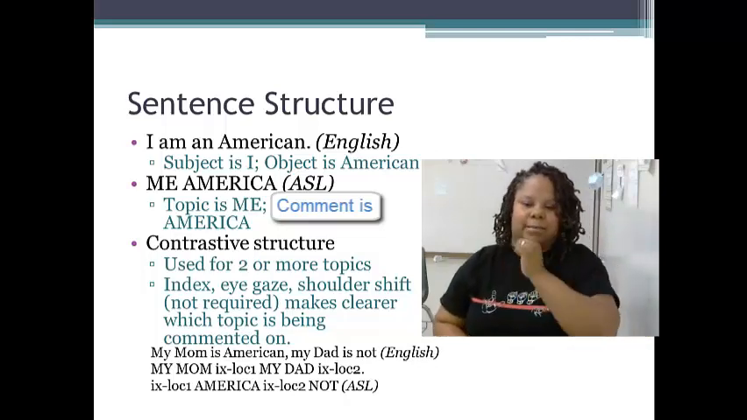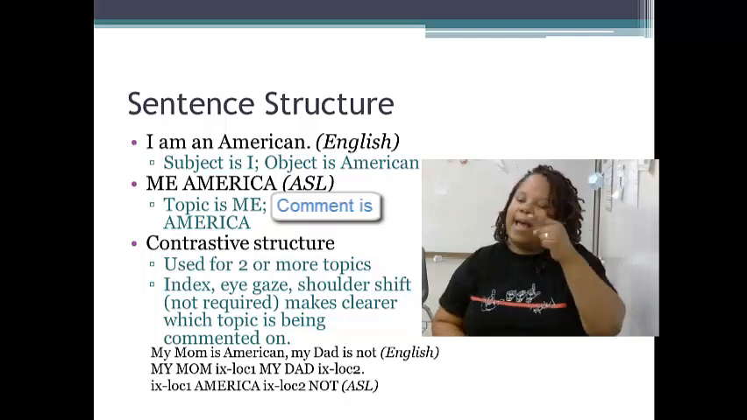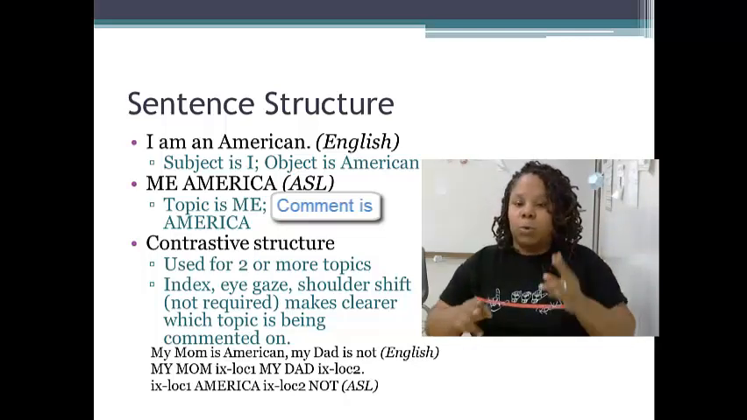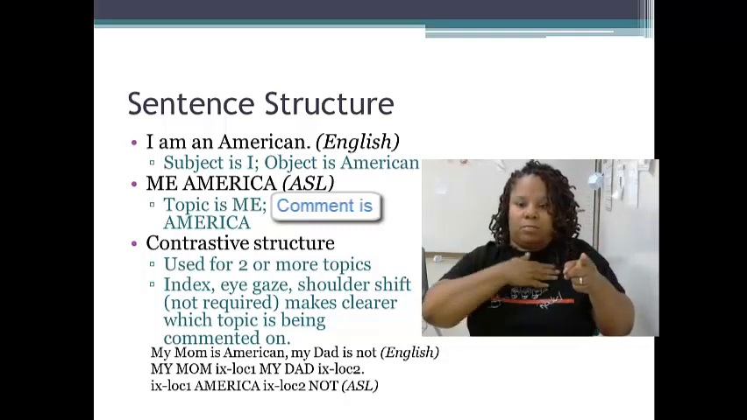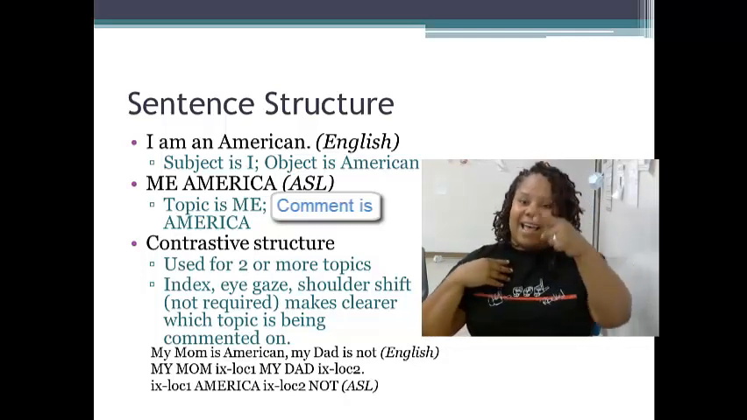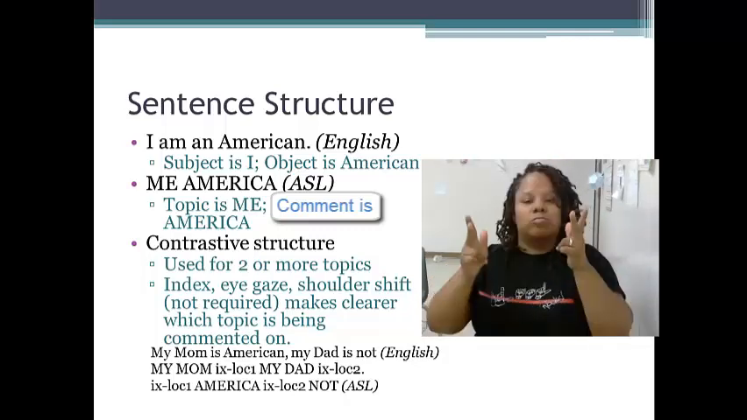And then when you would sign American, you would sign it with shoulder shift, making sure your shoulder is facing where your mom is, and sign America. And then when you're referring to your father, shoulder shift to where you've talked about your father, and sign not America. And that would translate into my mom is American, my dad is not.